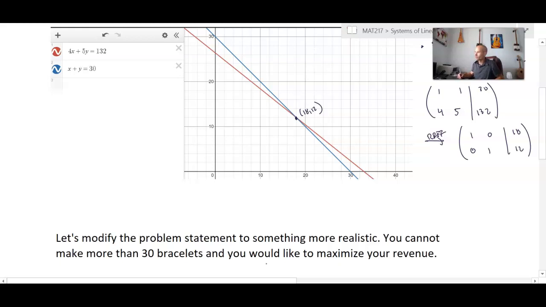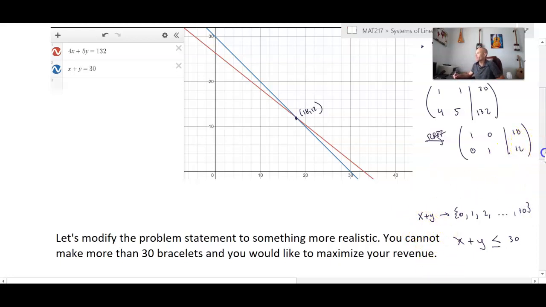and you would like to maximize your revenue. Okay, well that poses an entirely different question, because now it doesn't have to be the case that X plus Y equals 30. We can't make more than that. So we could certainly have fewer than 30 bracelets. But it doesn't say we can't have 30, it just says we can't have more than 30. So that means we can make 30, or we can make fewer than that, right? So X plus Y is going to be somewhere in this interval: 0, 1, 2, all the way up to 30. This is just the set of possible values that these two can add up to.